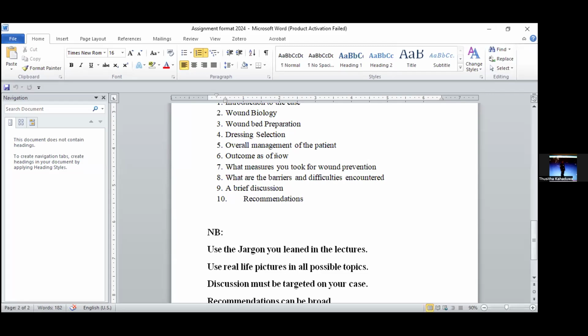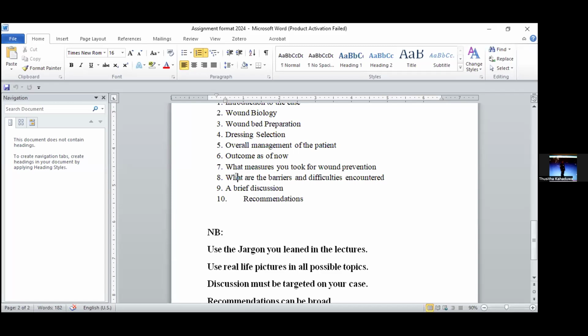Then what are the barriers and difficulties encountered during the management, during this whole process? What were the systemic and other outside barriers? And what were the barriers within you? And what were the difficulties pertaining to the patient, when you try to execute what we have already originally planned for.